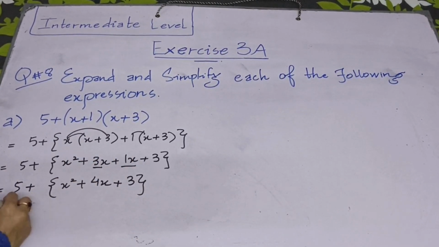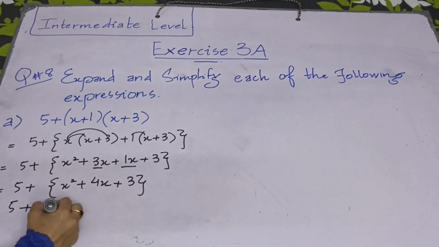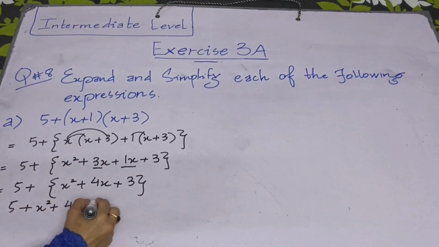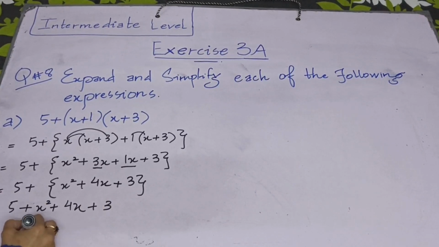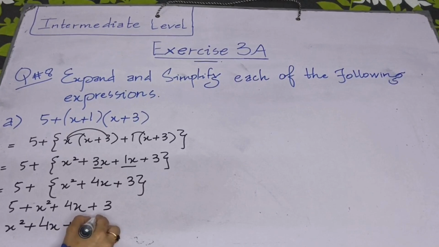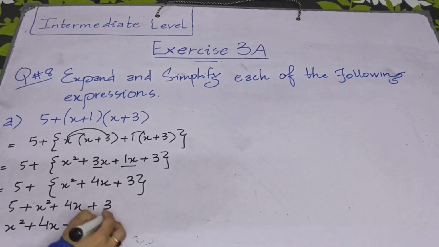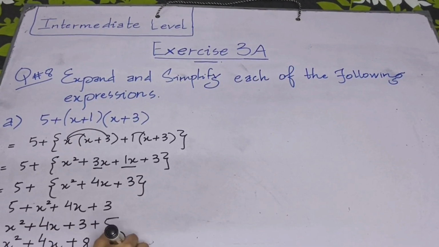Now we open the bracket. 5 plus x squared plus 4x plus 3. This is the simple term. x squared plus 4x plus 3 plus 3 and plus 5. x squared plus 4x plus 8 is the answer.